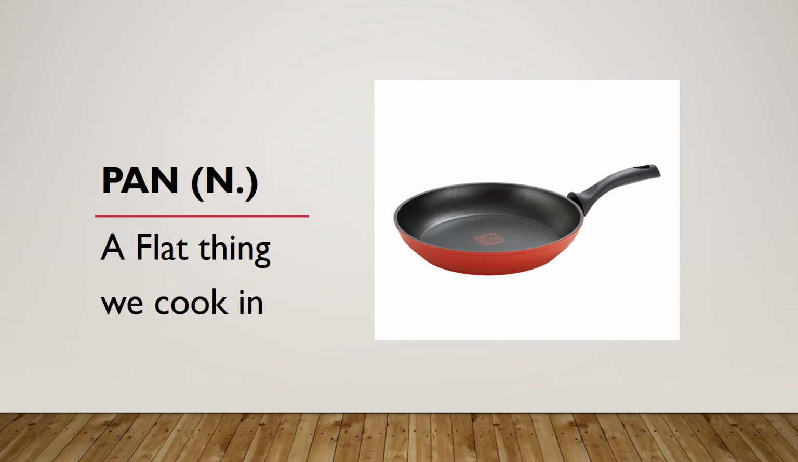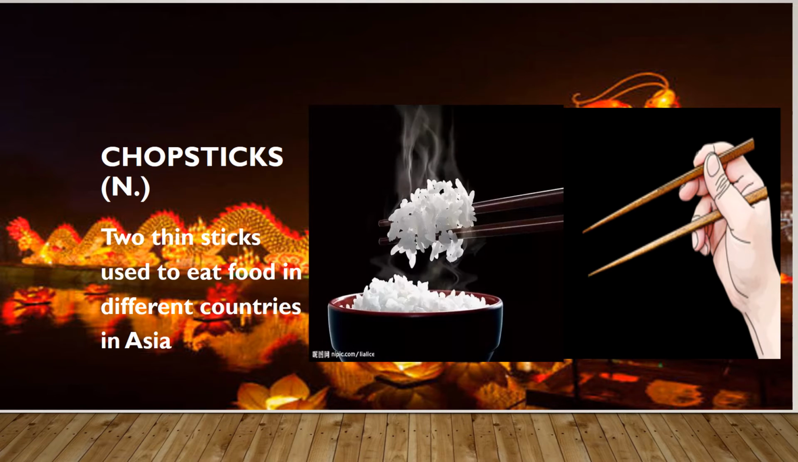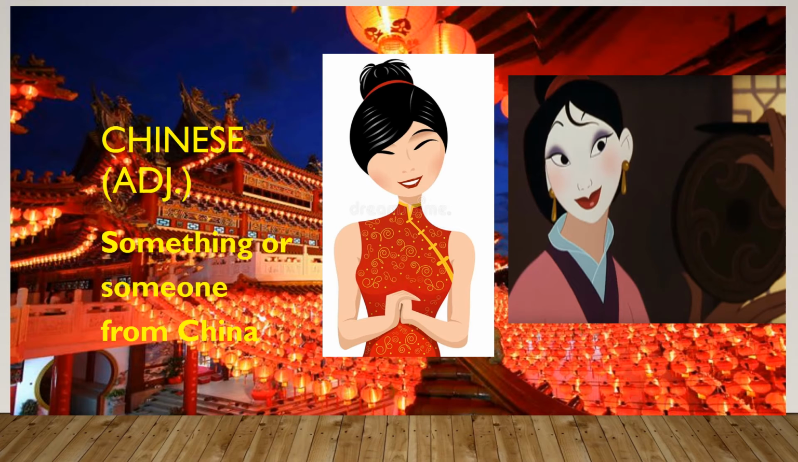Pan is a noun which means a flat thing we cook in. We cook eggs, for example, in a frying pan. Chopsticks is a noun which means two thin sticks used to eat food in different countries in Asia. For example, as in China, Japan, or Thailand, they eat with chopsticks. Chinese is an adjective which means something or someone from China.